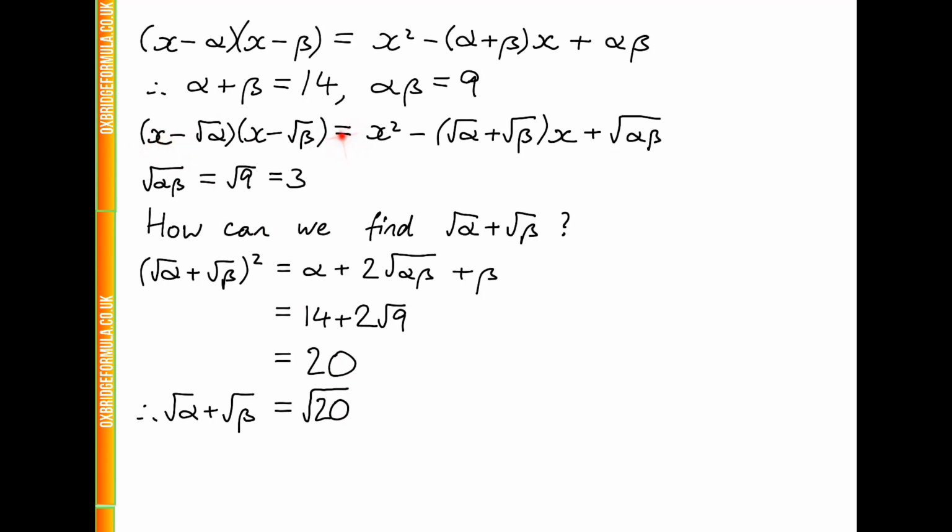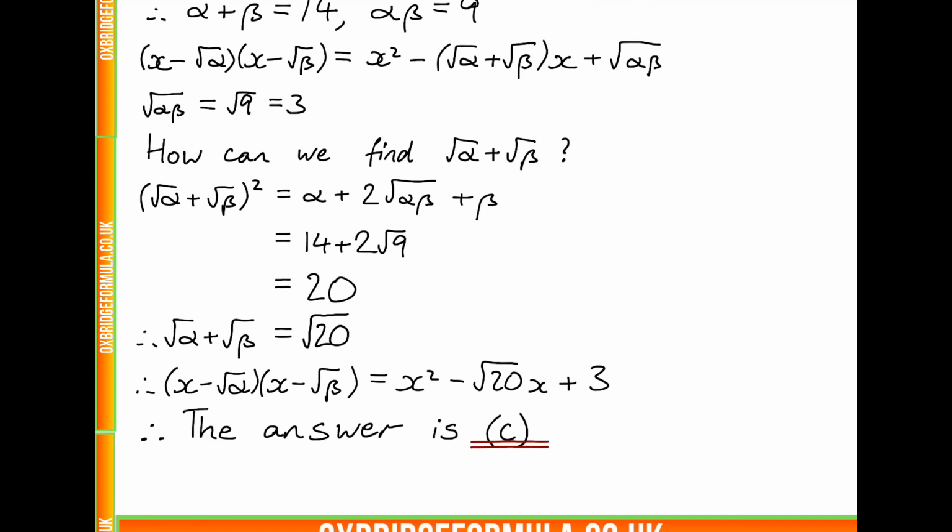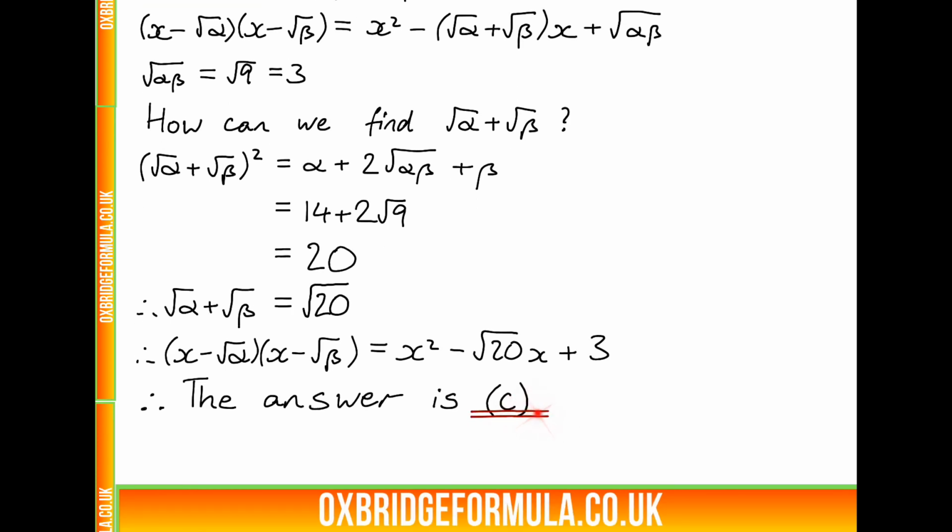So therefore, the quadratic that we find by expanding out (x minus square root alpha)(x minus square root beta) is x squared minus square root 20 x plus 3. So we now have the equation, and if you check the options up above, then we can see that that is option C. So our answer is C.